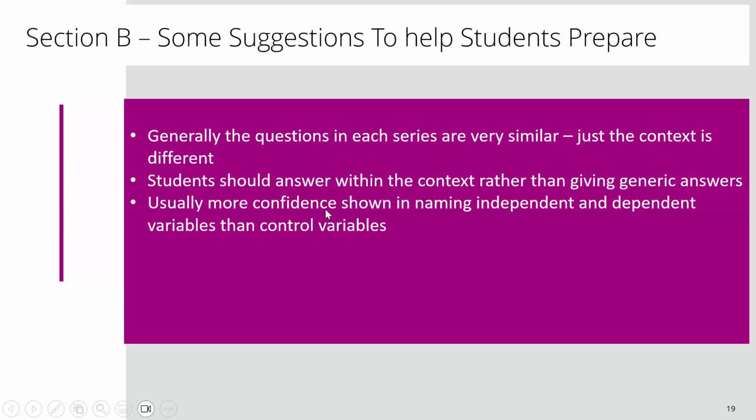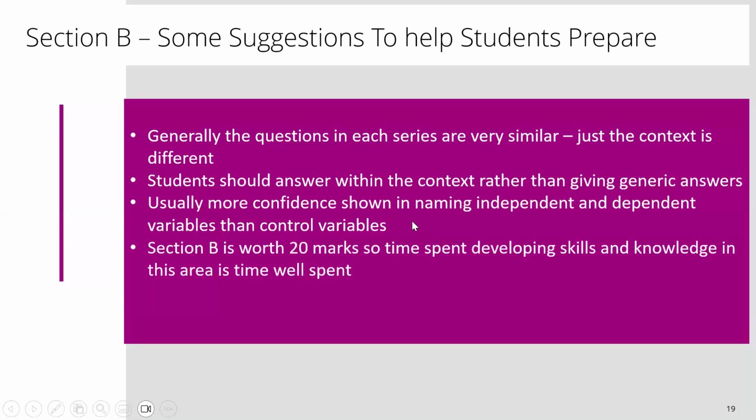With variables, students are usually fairly confident with independent and dependent variables. They're less confident with control variables. So making sure things are fair and valid, and giving reasons why, would be a good thing to learn. And section B is worth 20 marks. As I've said, a lot of students are losing marks in that section. So any time you can spend developing their skills in that area will be time well spent.